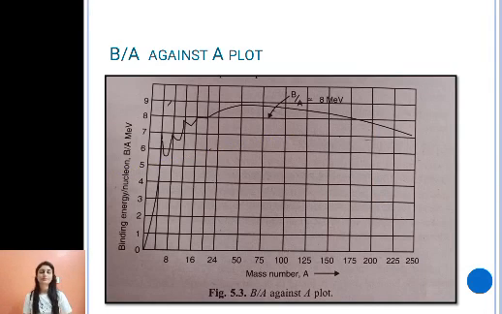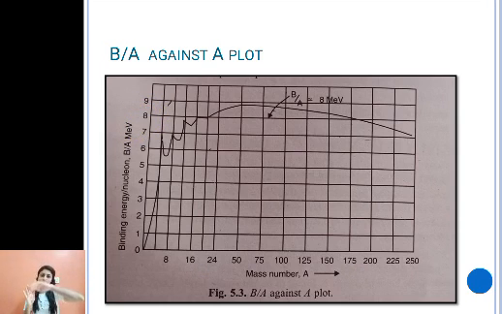So all of you must be aware of this binding energy per nucleon against atomic mass number plot, and this graph in nuclear physics is of utmost importance. Now here you can see that the elements which have atomic mass number between 10, 20 and 180 approximately mostly have binding energy above 8 MeV. You can see here this value above 8 MeV.